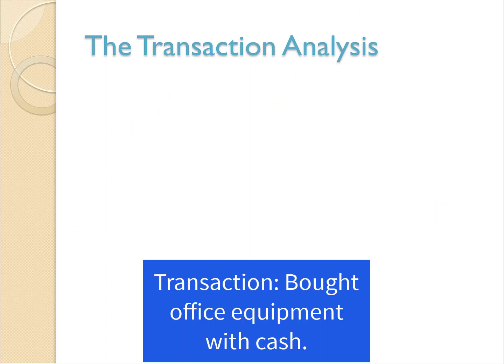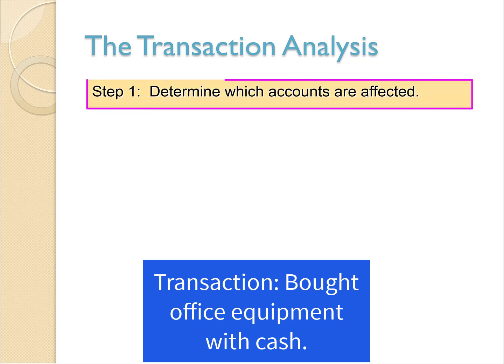Let's say we have a transaction where we buy office equipment for cash. We need to figure out how to record this in the journal. If we follow this 5-step process in order, it will make transaction analysis much easier. The first step is to determine which accounts are affected. And for this one, it's pretty easy. Office equipment and cash.